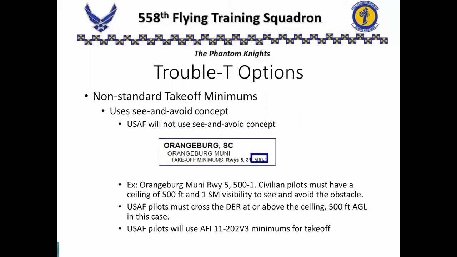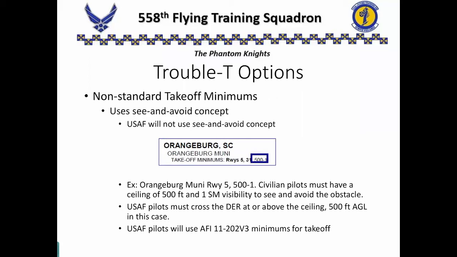What it is telling me is that this obstacle that's out there is approximately 500 foot tall, and it's located about 1 mile past the departure end of the runway. Civilian pilots will use the see and avoid concept. They need to be able to see that obstacle in order to take off and then simply don't hit it. As Air Force pilots, we do not use that. We do not fly see and avoid concept. So as far as a non-standard takeoff minimum goes, this does not apply to me as an Air Force pilot.